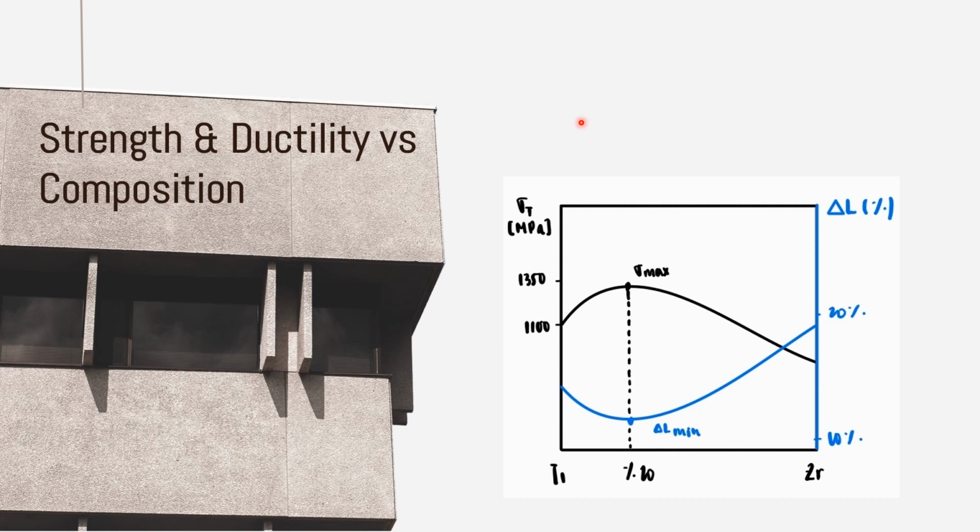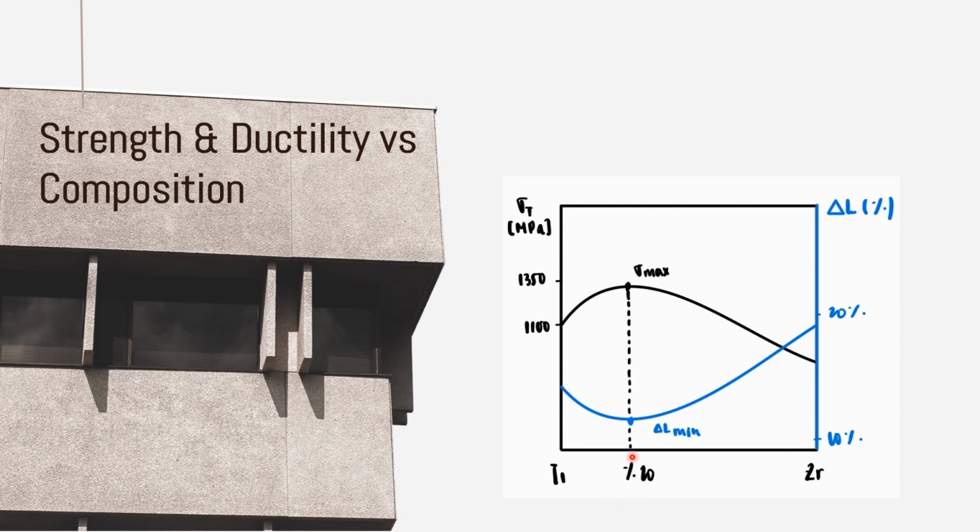Now regarding the strength and ductility versus its composition, I'll be talking all the time. This graph is a double graph. The left axis stands for the strength, the tensile strength in megapascals, while the right axis would represent the elongation in a percentage, that is its ductility.